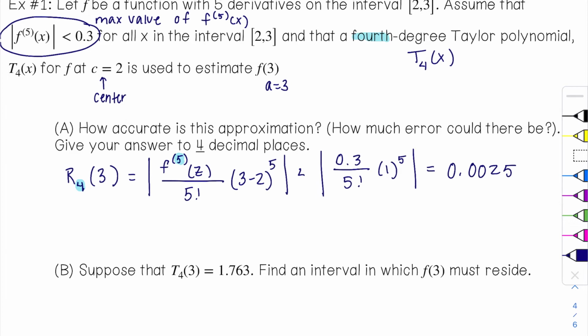So now suppose in part B that we use our fourth degree Taylor polynomial and approximate f of 3 to be 1.763. So this is our prediction.